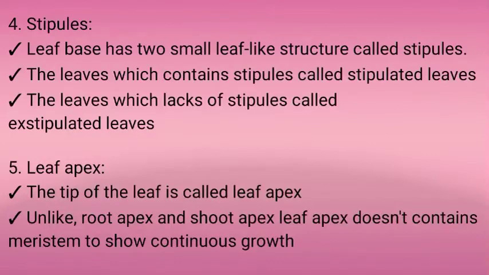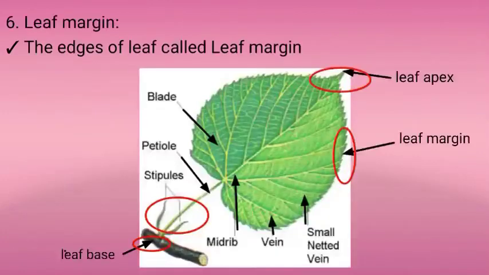Fourth one, stipules. The leaf base has two small leaf-like structures called stipules. The leaves which contain stipules are called stipulated leaves. The leaves which lack stipules are called exstipulated leaves. Leaf apex. The tip of the leaf is called leaf apex. Unlike root apex and shoot apex, leaf apex does not contain any meristem to show continuous growth. That's why the leaf shows limited growth. The very last one, leaf margin. The edges of the leaf are called leaf margin.